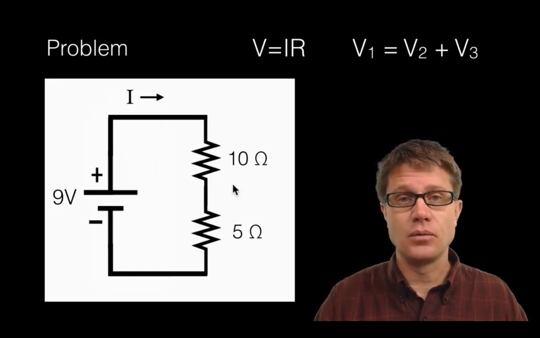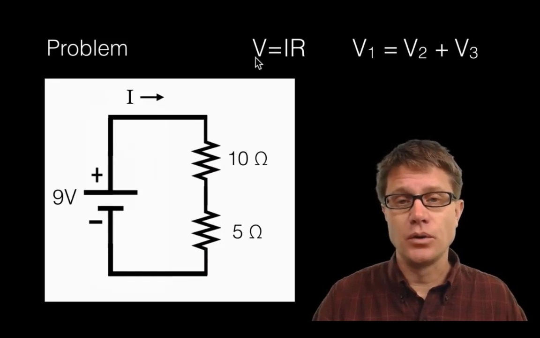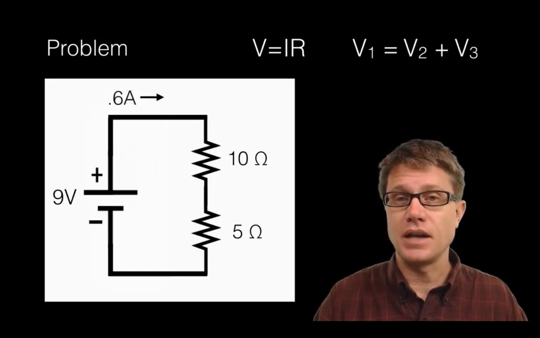So that's going to be a 15 ohm resistance on this series circuit. So we're going to put 15 ohms right here. What's our voltage? That's given as 9 volts. And so we could solve for the current. It's going to be 0.6 amps.